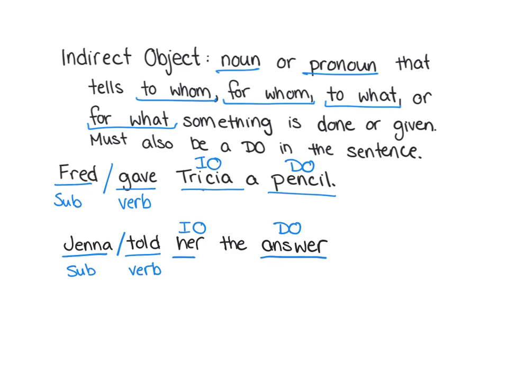What you'll notice is that most of the time in the examples we're given, the indirect object comes first, and then we have the direct object at the end. That's just a nice thing to keep in mind as you're doing your assigned questions, because it will probably continue that pattern. It tends to be the indirect object first and then the direct object.